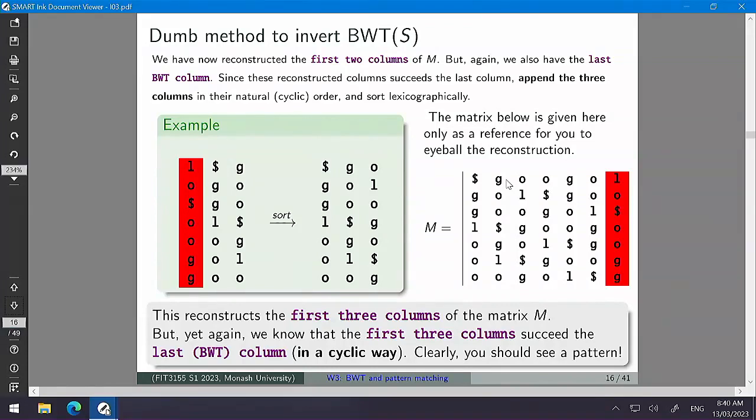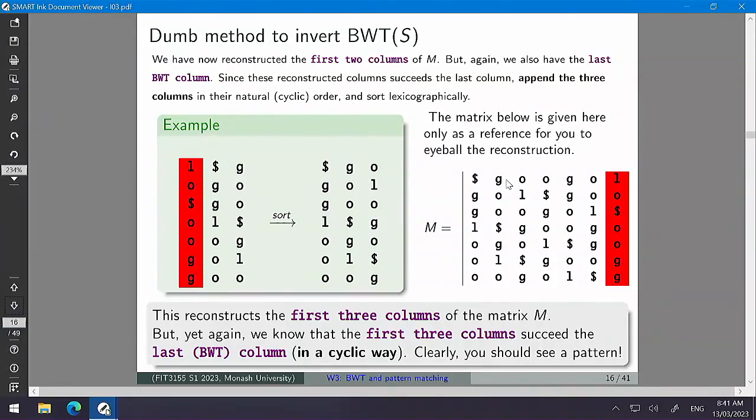Yes, ma'am. I just had a question. When you're sorting after you have more than 1 column, like on the last side of the slide, what are you sorting? You're sorting a set of strings of length 2, 1, 2, 3, 4.